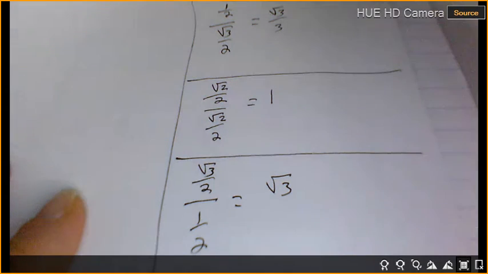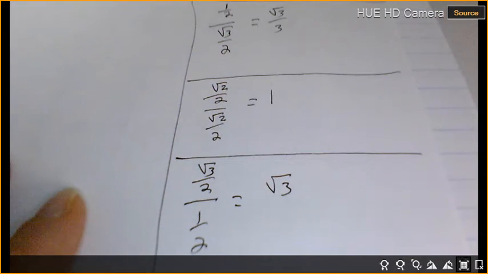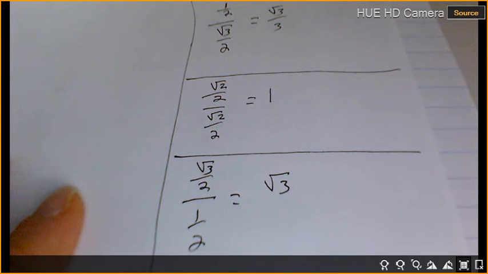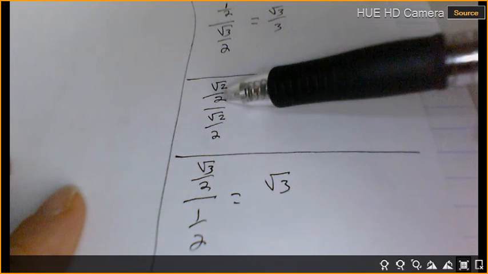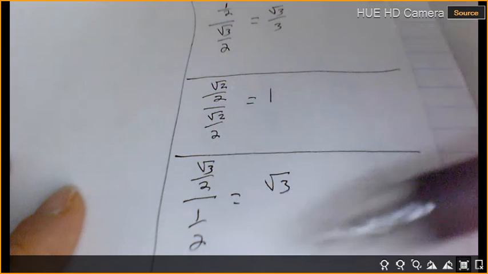The top one is square root 3 over 3. The middle one is 1. And the bottom is square root 3. Okay, I would like to do 3 more practice problems before I give you your homework, just so I feel real comfortable that you can do this. This is square root 2 over 2 over square root 2 over 2 equals 1. Square root 3 over 2 over 1/2 equals square root 3.